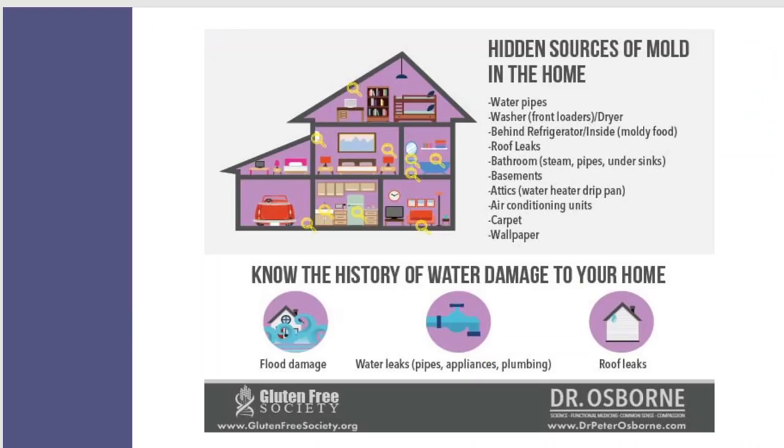So if your house has a history of flood damage, if your house has a history of water leaks, pipes, appliances bursting, things of that nature, or if your house has a history of roof leaks, these are all potential possibilities. And so again, my advice would be to hire an investigator to come out, but share the history of water damage to your home with that investigator so that you can arm them with the knowledge to know where to really start looking and really begin the process of mold identification.